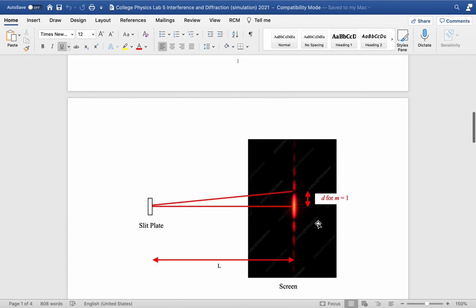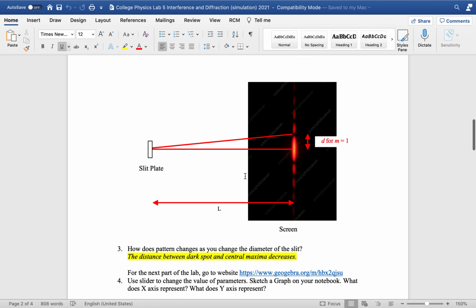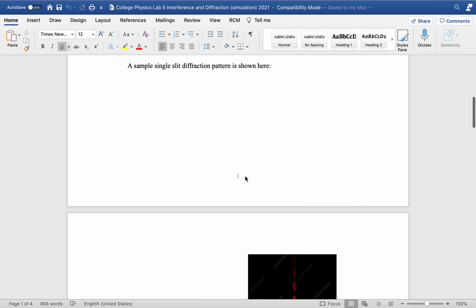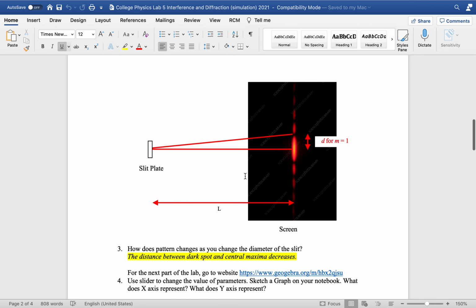The other part also shows here: this is just a sample diffraction pattern for a single slit. This is the same as the one we had over there, but it is taken in a different way, right? This is just a slice. If we were to make a slice directly in the middle of the pattern we saw earlier and look at it from the slice, this is what it would look like.